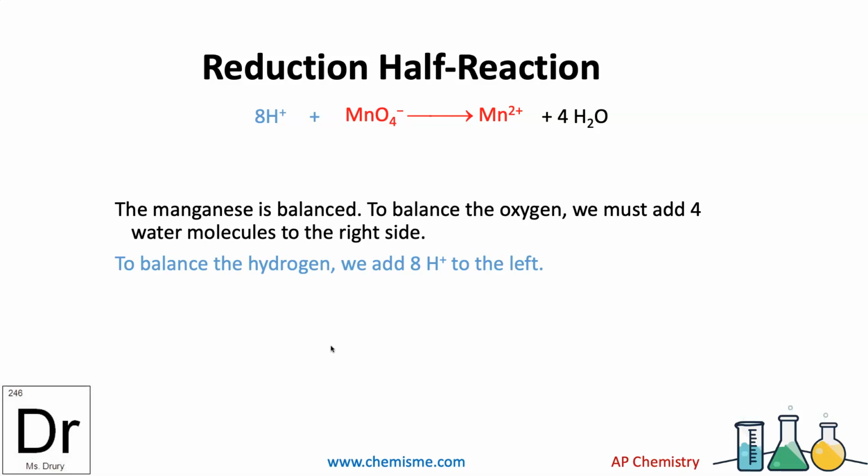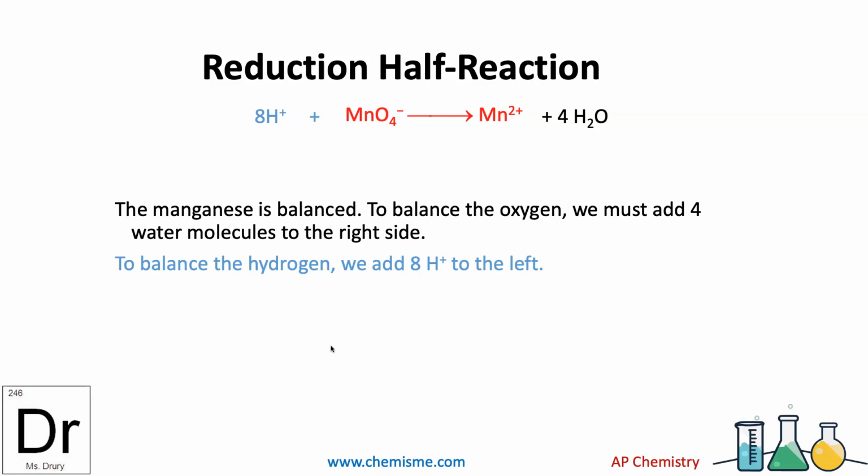The last thing we need to do is check our charges. Because I have 8 positives and a negative manganate, that means I have 7 pluses on the left, the reactant side, and I have 2 pluses on the right because the water is not charged. In that case, I need to add only electrons. I can't add positive things. Electrons are what's changing in this reaction, so I can only add negative electrons.